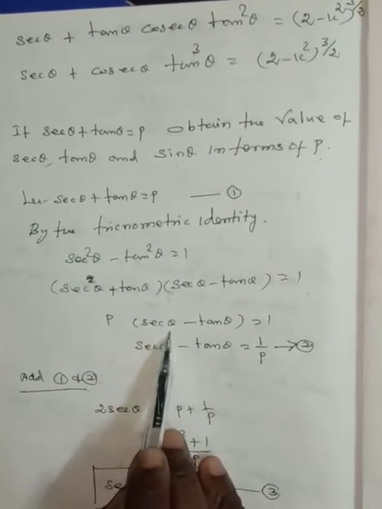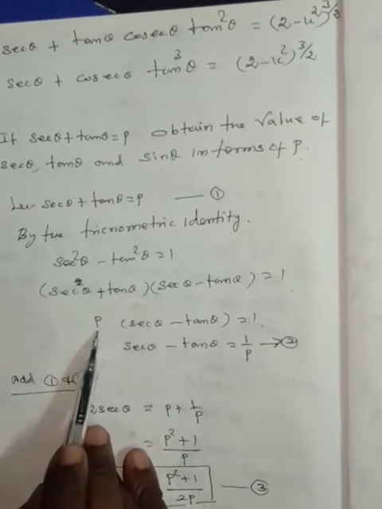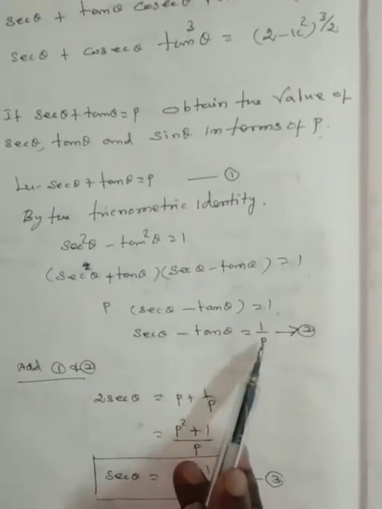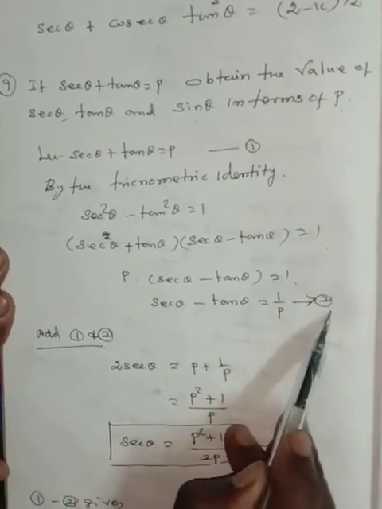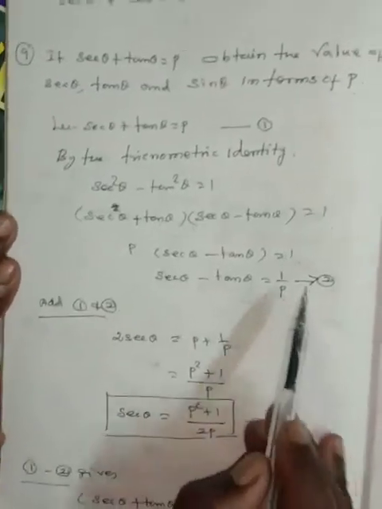So p into secant theta minus tan theta is equal to 1. Now divide through by p on both sides. We get secant theta minus tan theta is equal to 1 by p. Number it as 2. Given condition is 1. Now new condition is 2 from the given condition.